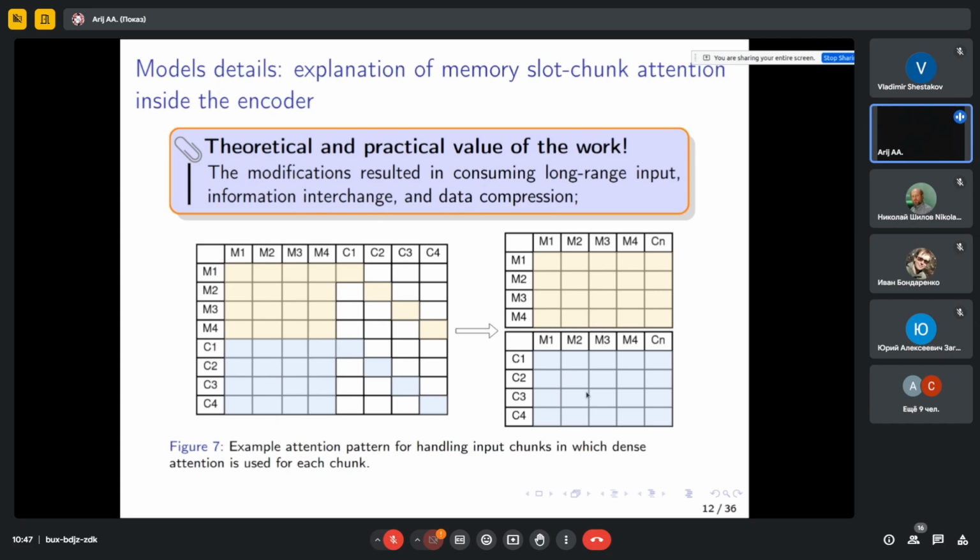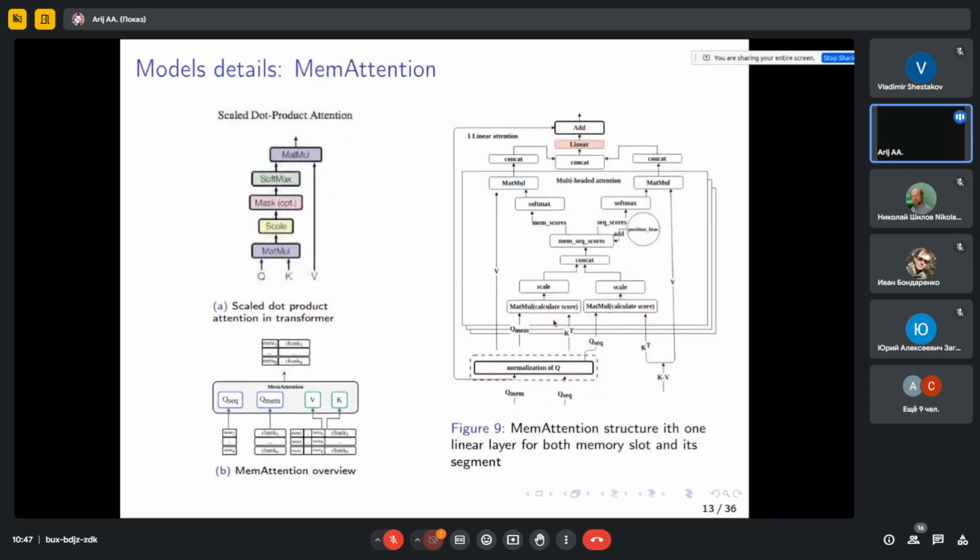For the implementation, it was implemented like this. I have separated the memory slots from the related chunk and calculated the attention for each of them separately. To understand it better, as we can see here from figure A, this is the standard design of the attention.